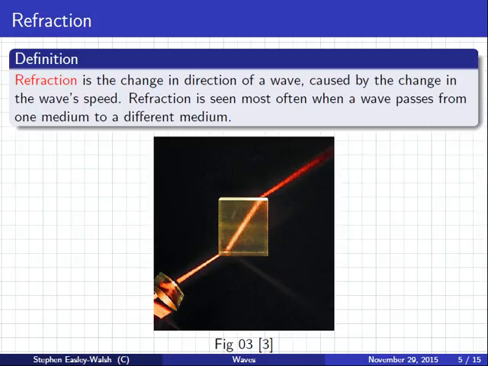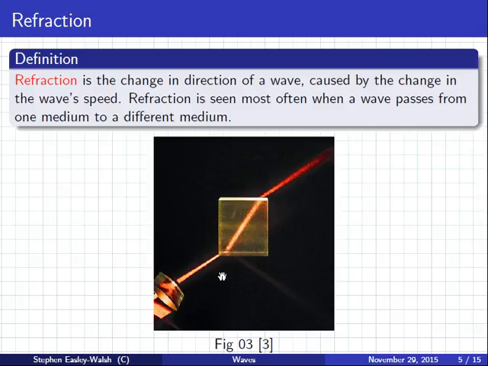Now the reason it changes direction is because the light actually slows down in the glass. Last class we said the speed of light is c. This is still true, but only inside a vacuum or empty space. When light passes through mediums like glass, it slows down, and this is what causes the change in direction.